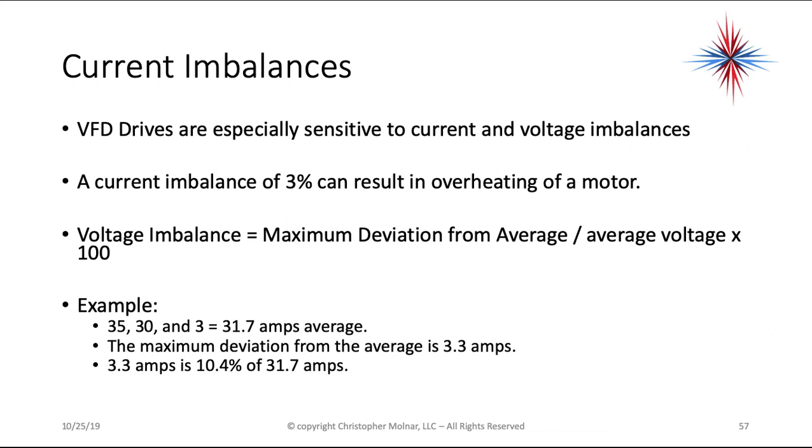Voltage imbalance equals the maximum deviation from average divided by the average voltage multiplied by 100. An example of this could be a reading of 35, 30, and 30. These are amps. That gives me a 31.7 average. The maximum deviation from the average is 3.3 amps. 3.3 amps is 10.4% of 31.7 amps.